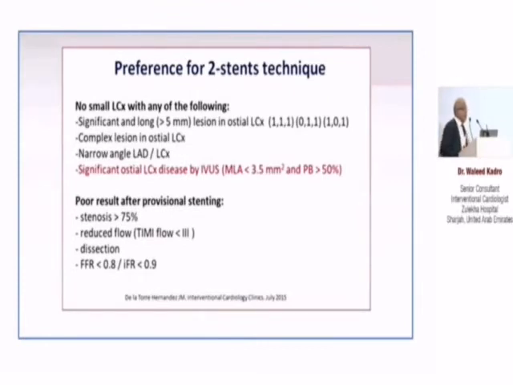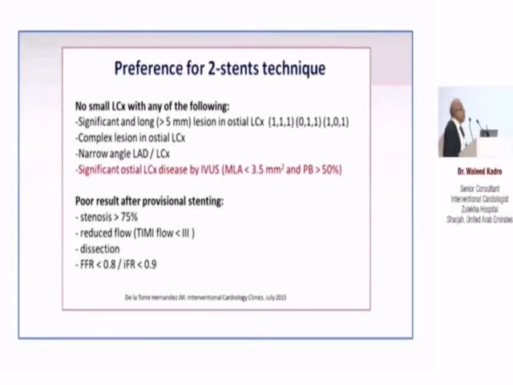Now, if there is a need for two stents: when we have no small circumflex, either a dominant or codominant circumflex, and there is a significant long lesion, more than 5 millimeters, in the ostium of the circumflex, and there is a complex lesion in the ostium, and a narrow angle between the LAD and the circumflex, because the narrow angle predisposes to plaque shift and involvement of the ostium of the circumflex. That gives us a better idea to proceed with a two-stent approach.